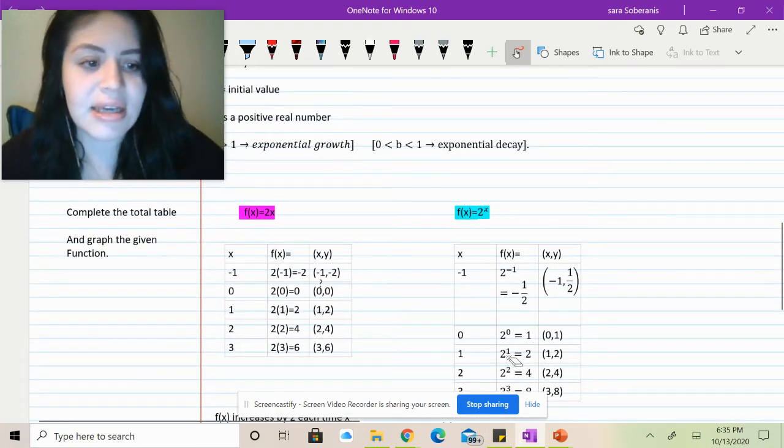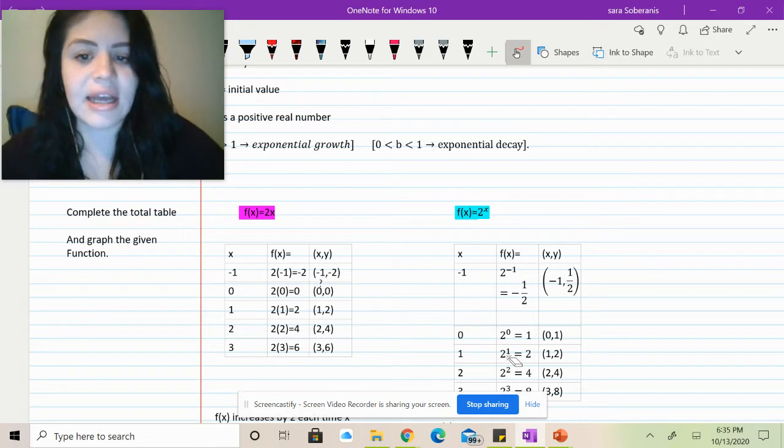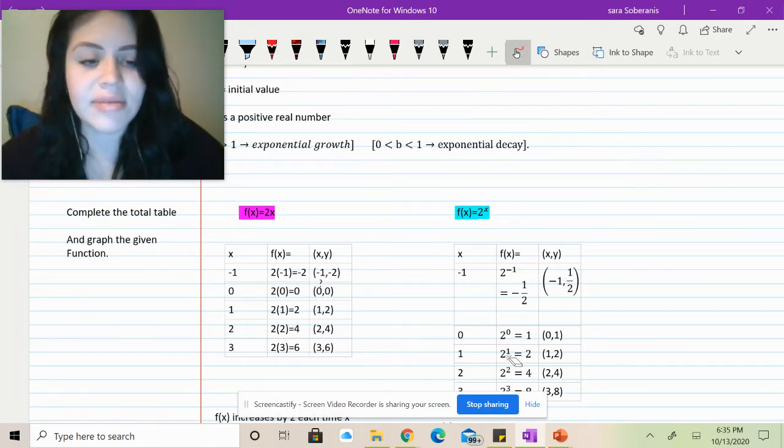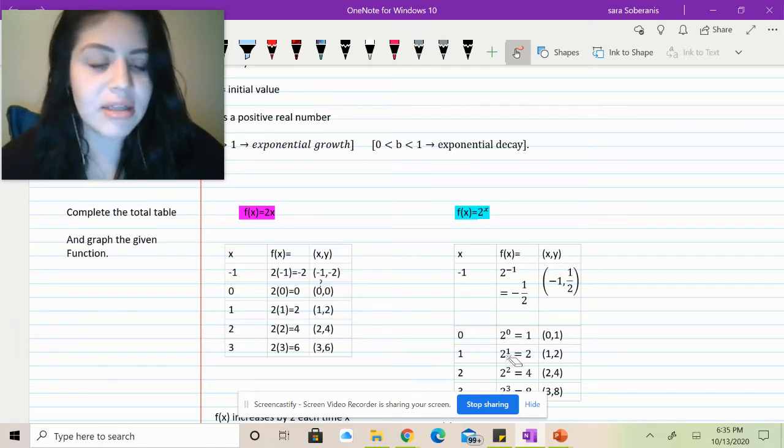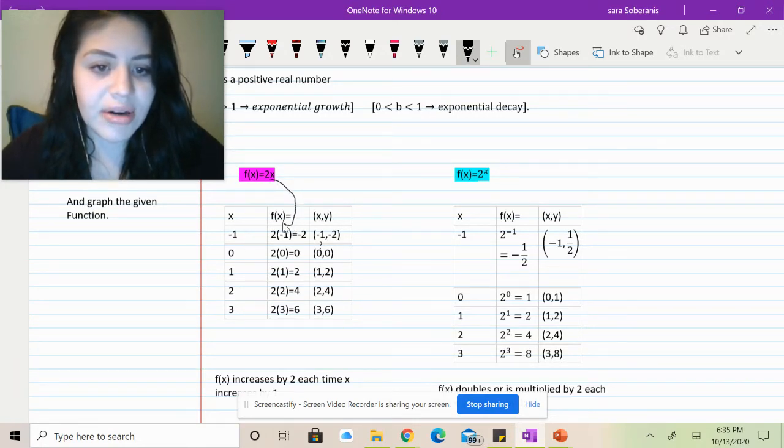Now let's complete the table. So we have a linear function on our left-hand side, and on our right-hand side we have an exponential function. I highlighted it just so you could look back into it and review it if you want to go back into this video. Now, I completed a table for all of you just so we could go quickly into talking about comparing.